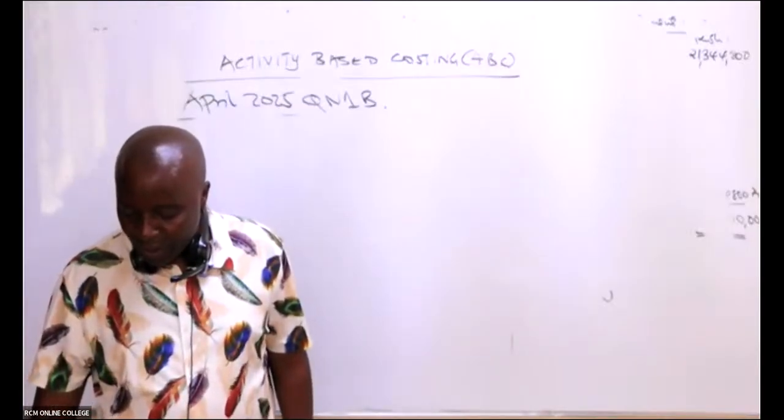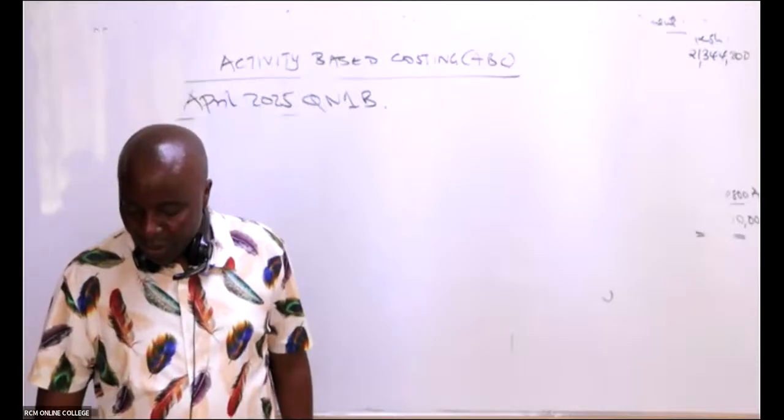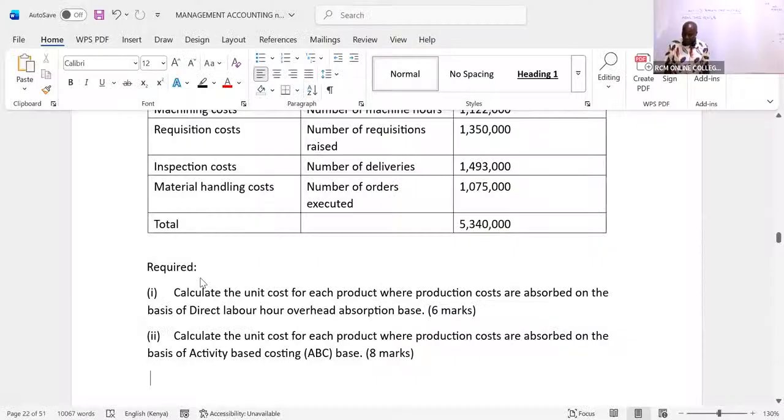So now they want us, ladies and gentlemen, to go and tackle Roman 2. In Roman 2, they want us to calculate the unit cost for each product, where production costs are absorbed on the basis of ABC, activity-based costing. The first thing that I will do there is to look at cost drivers.